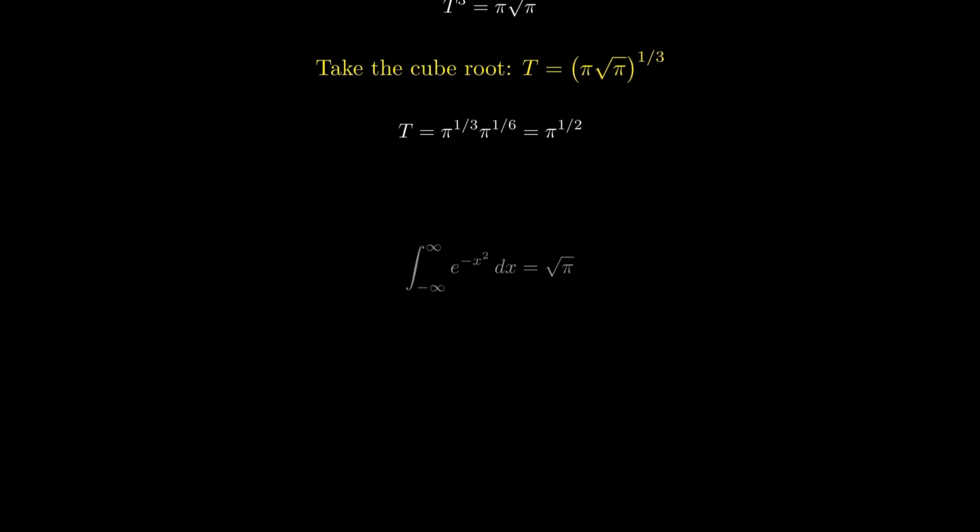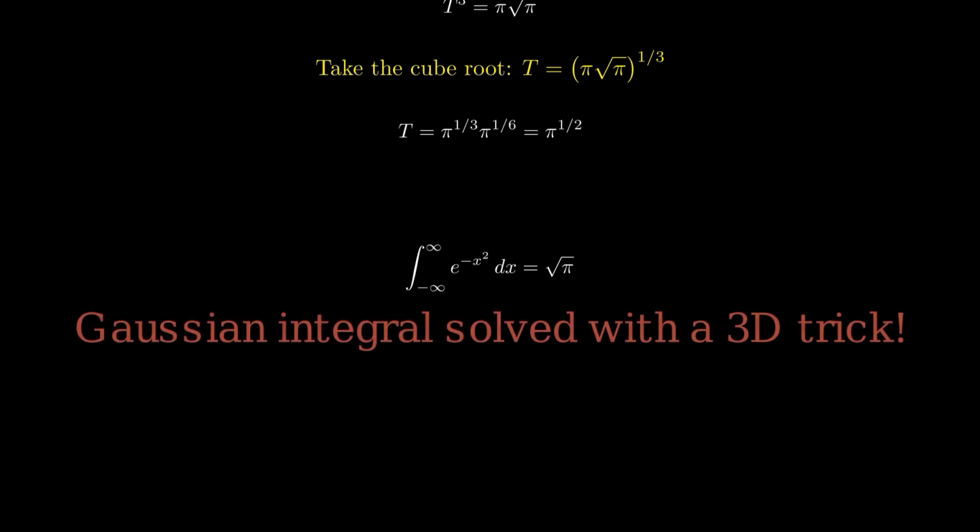That means our original integral, the integral from negative infinity to infinity of e to the negative x squared dx, equals the square root of pi. We did it. This is the famous Gaussian integral solved using a super clever 3D trick. All right, let's switch gears and solve this integral using complex analysis.